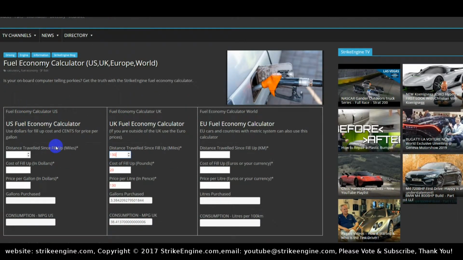The US one is fully imperial, so you put the distance traveled in miles, the cost of fill up in dollars, and the price per gallon in dollars. This will give you the gallons purchased and the miles per gallon.